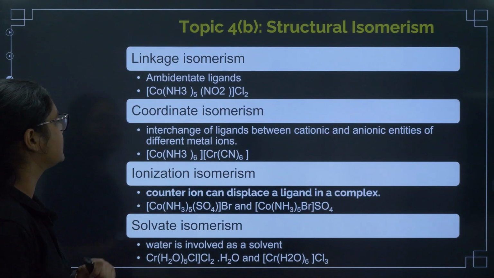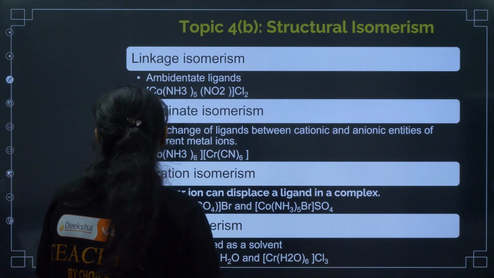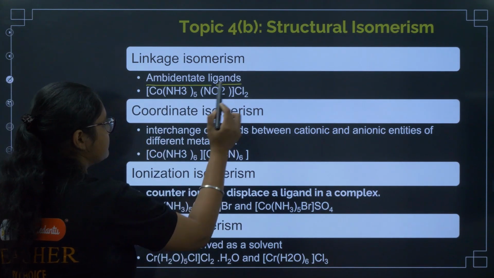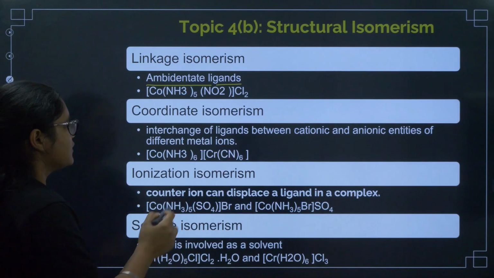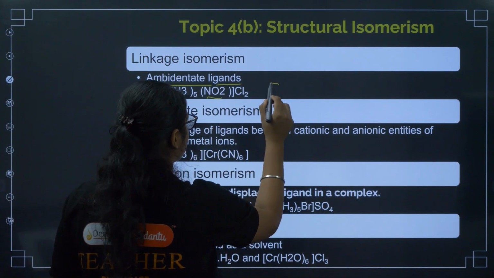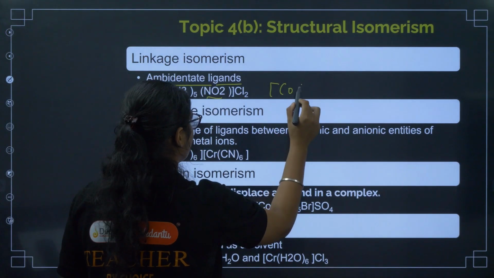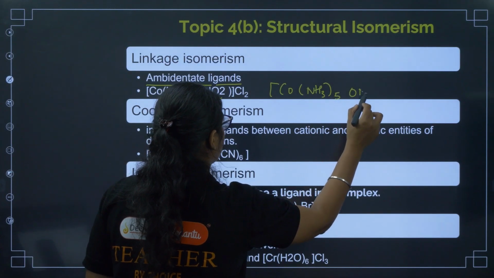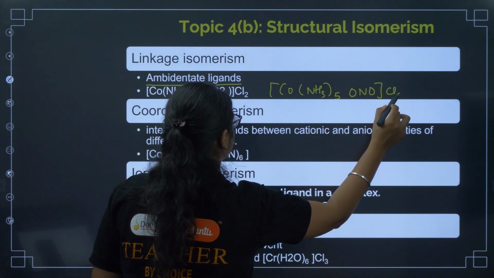Okay. Next, the next one, structural isomerism. So here you should know what is linkage isomerism. For linkage isomerism, we need ambidentate ligands. Okay. So if NO2 is there, what is its linkage isomer? So [Co(NH3)5(ONO)]Cl2.